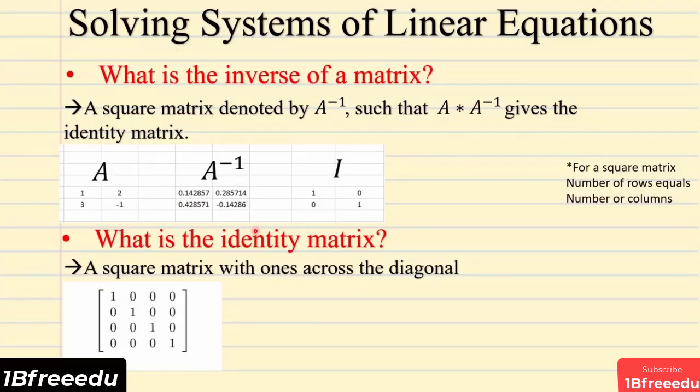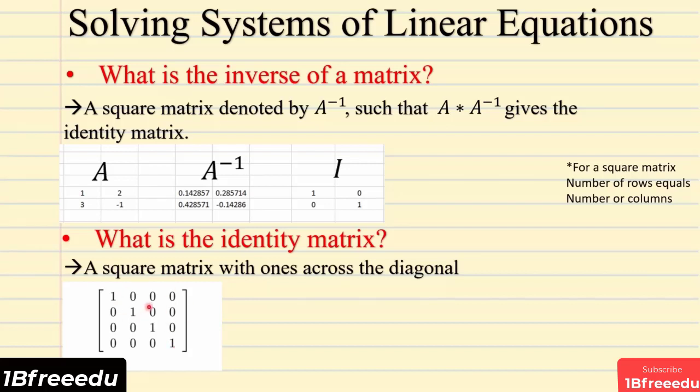The first concept we need to be aware of is the inverse operation. The inverse of a matrix is basically denoted with a -1 superscript, and whenever you multiply a matrix by its inverse, you get the identity matrix.